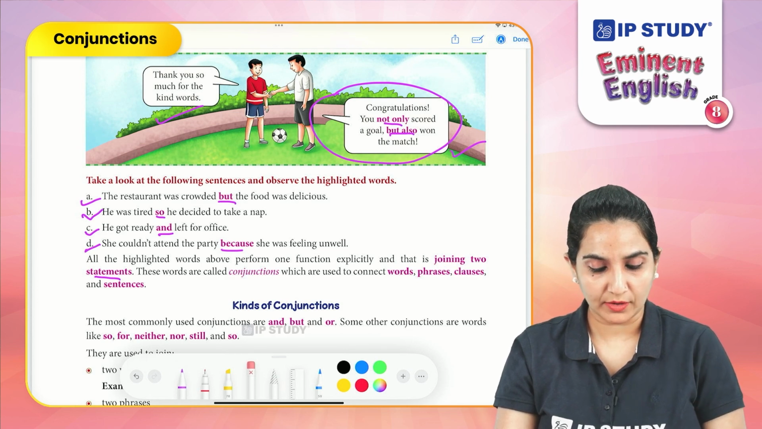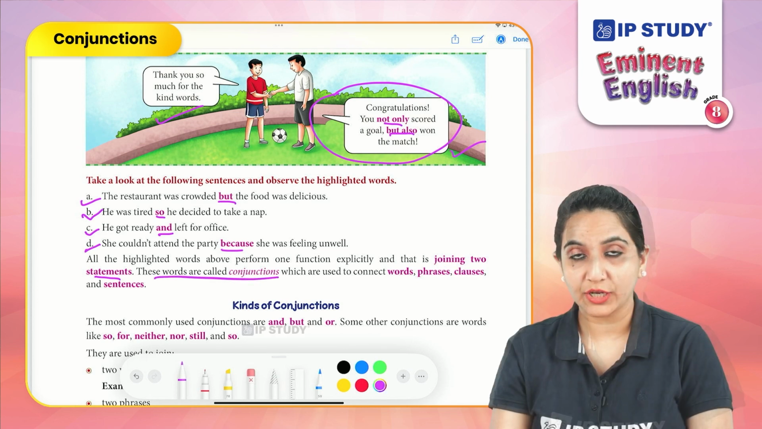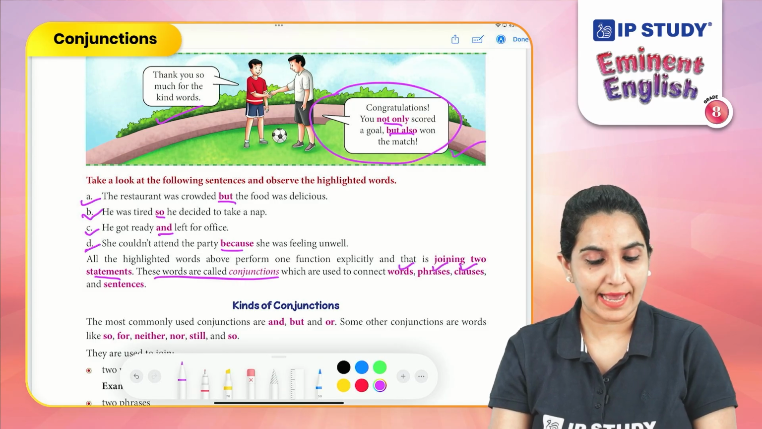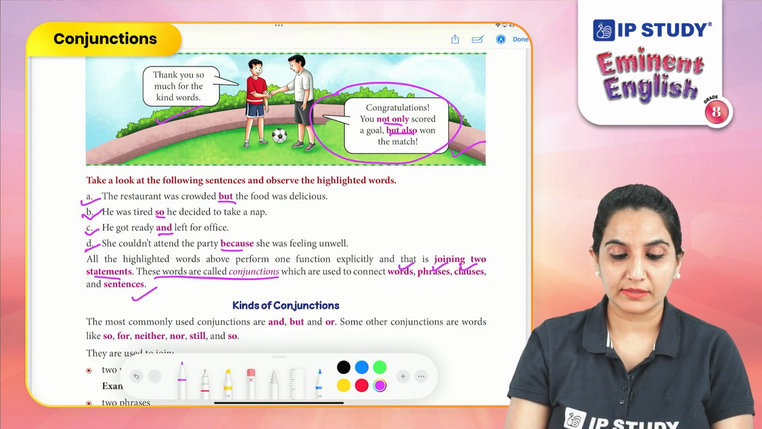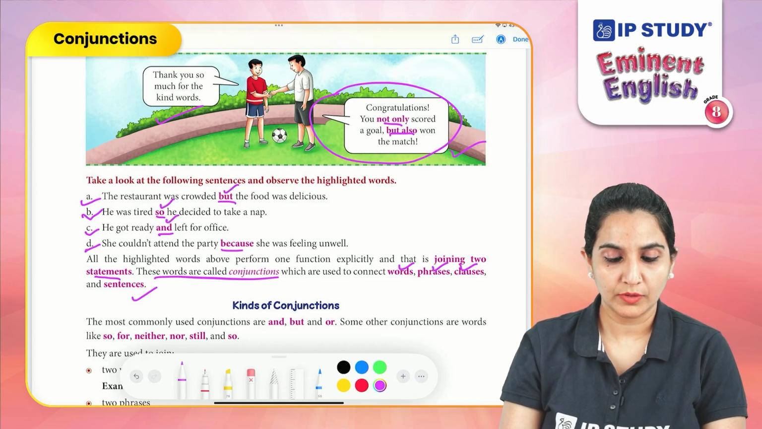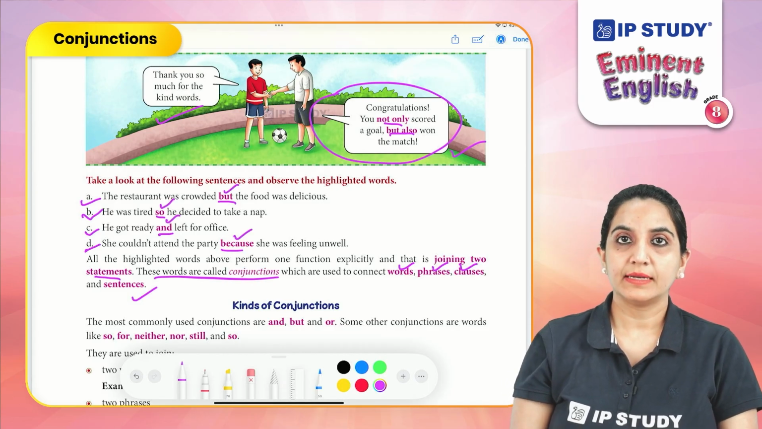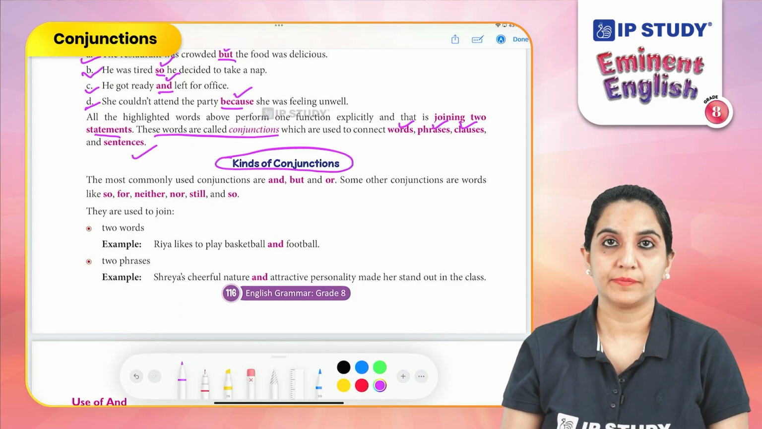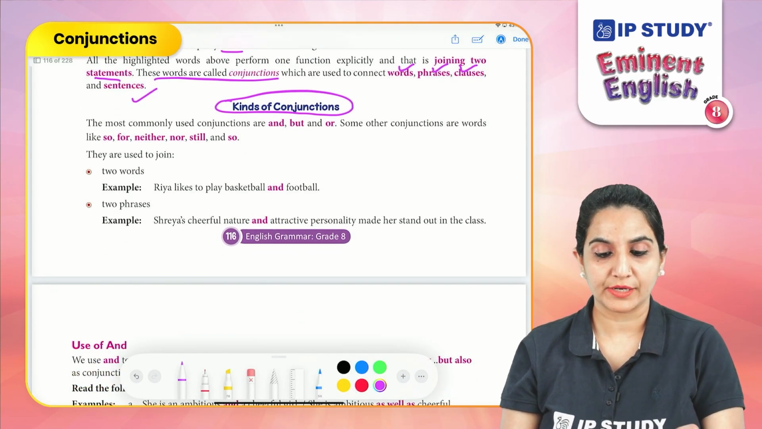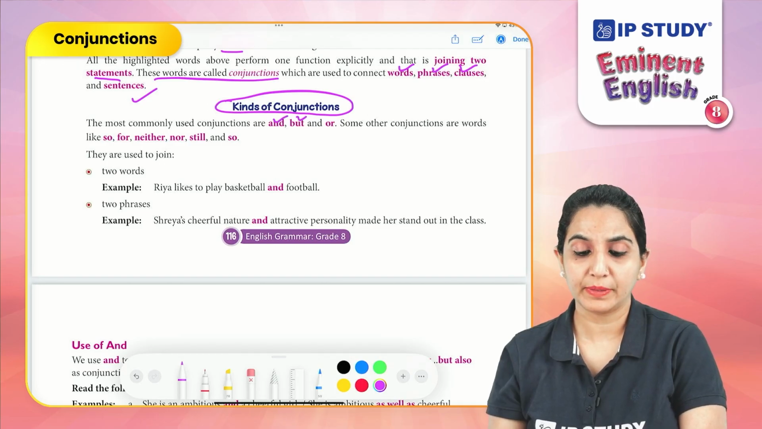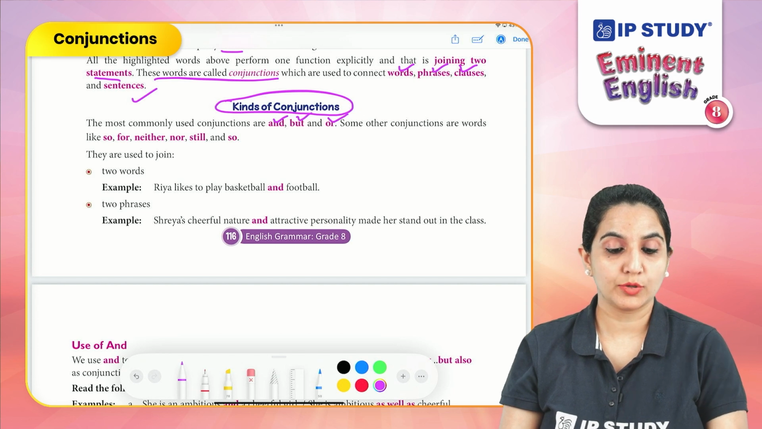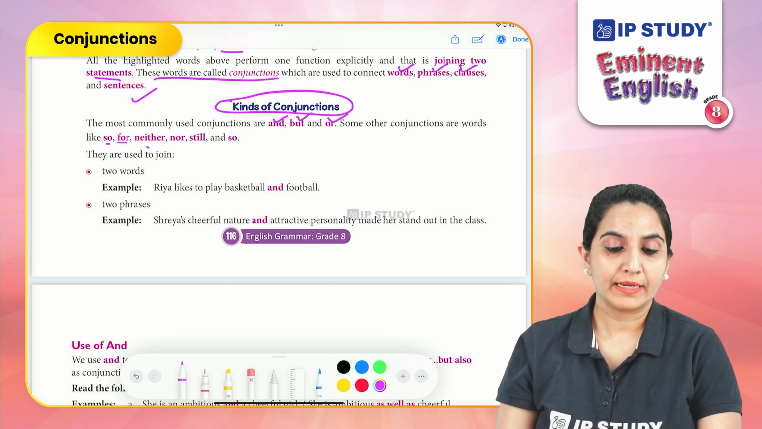These words are called conjunctions, which are used to connect words, phrases, clauses, and sentences. Like here, they are connecting the two clauses. Let us now discuss the different kinds of conjunctions in detail. The most commonly used conjunctions are and, but, or. Some other conjunctions are words like so, for, neither nor, still and so.